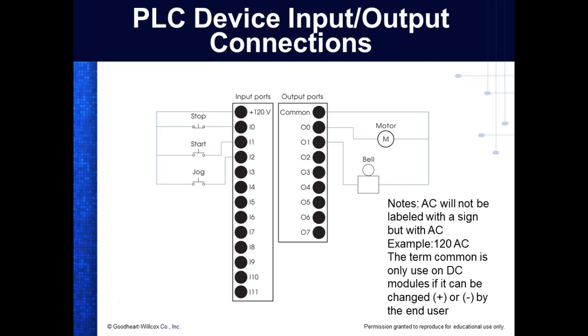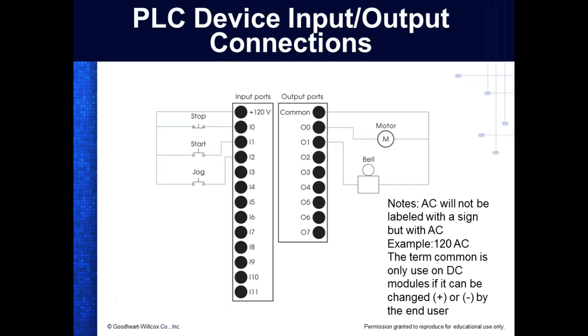If it's a sourcing output, it's going to be labeled plus, right? You understand? By the way, Siemens uses L plus for the plus DC, and they use M for minus. And why they do that, I don't know.